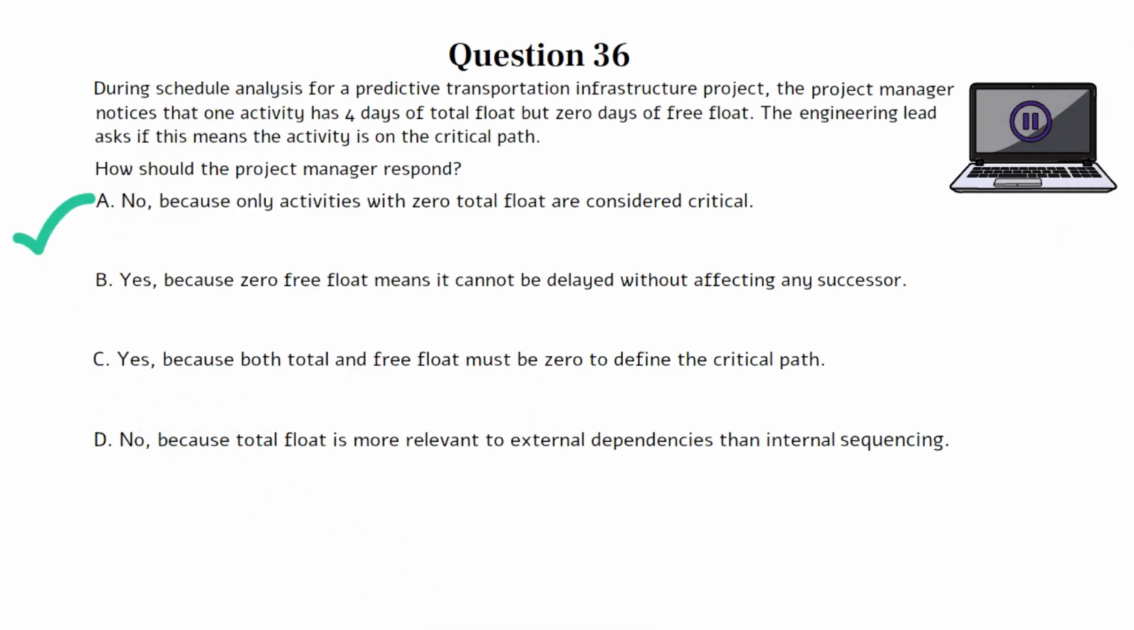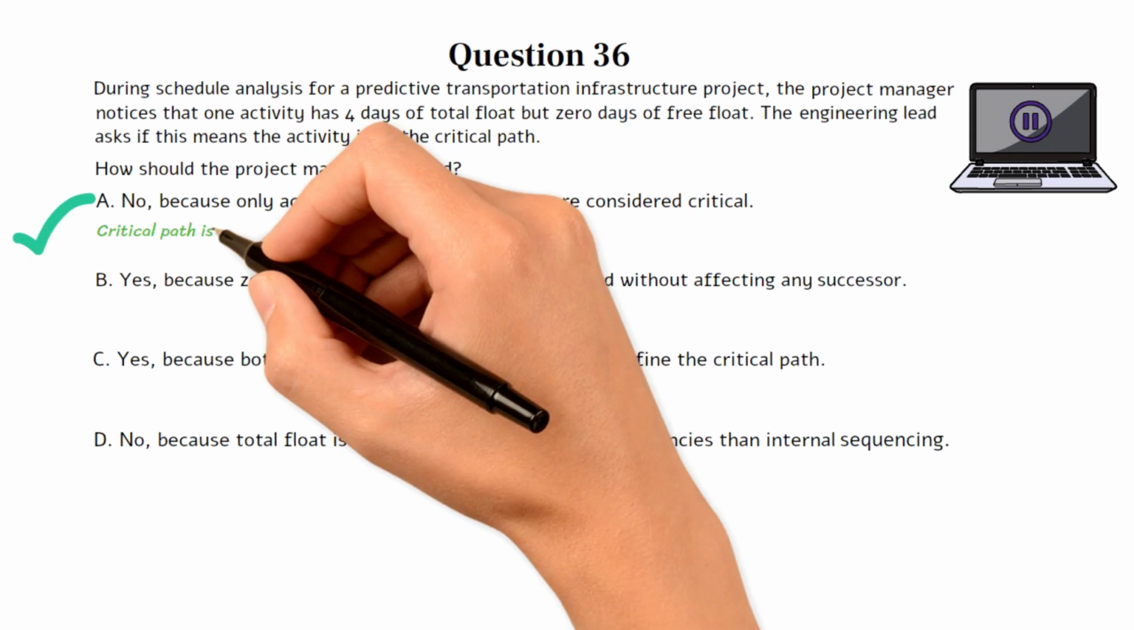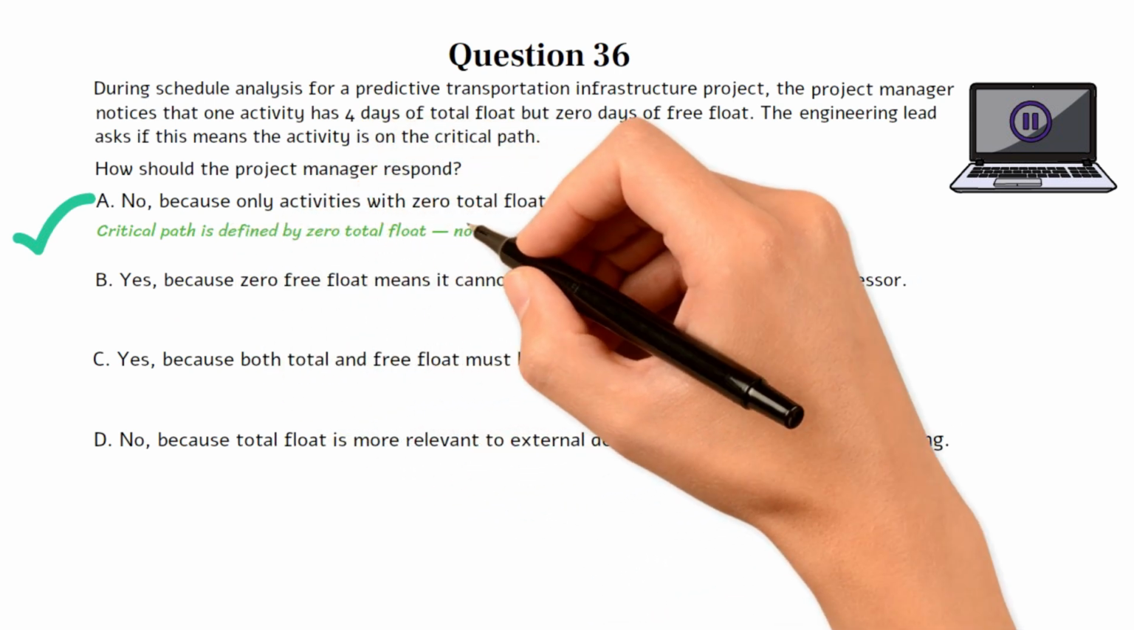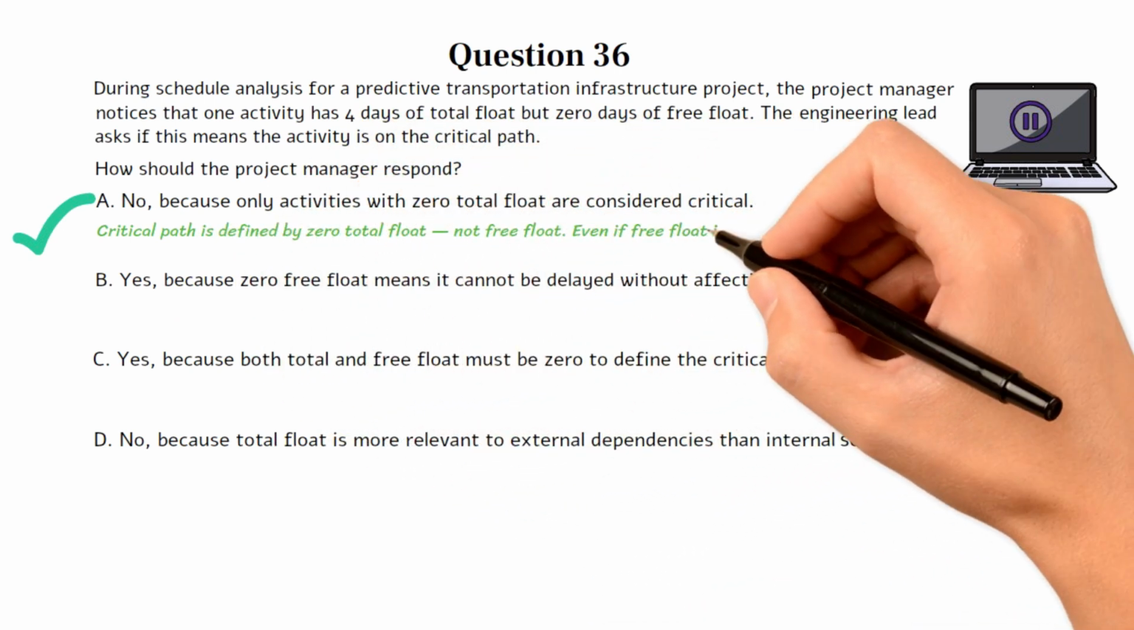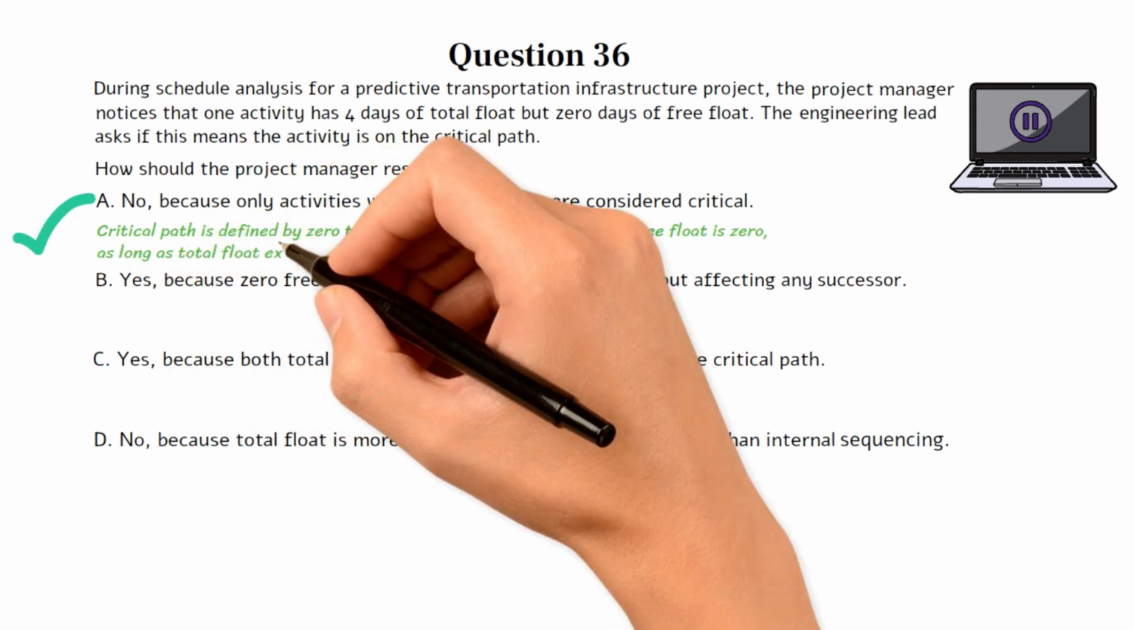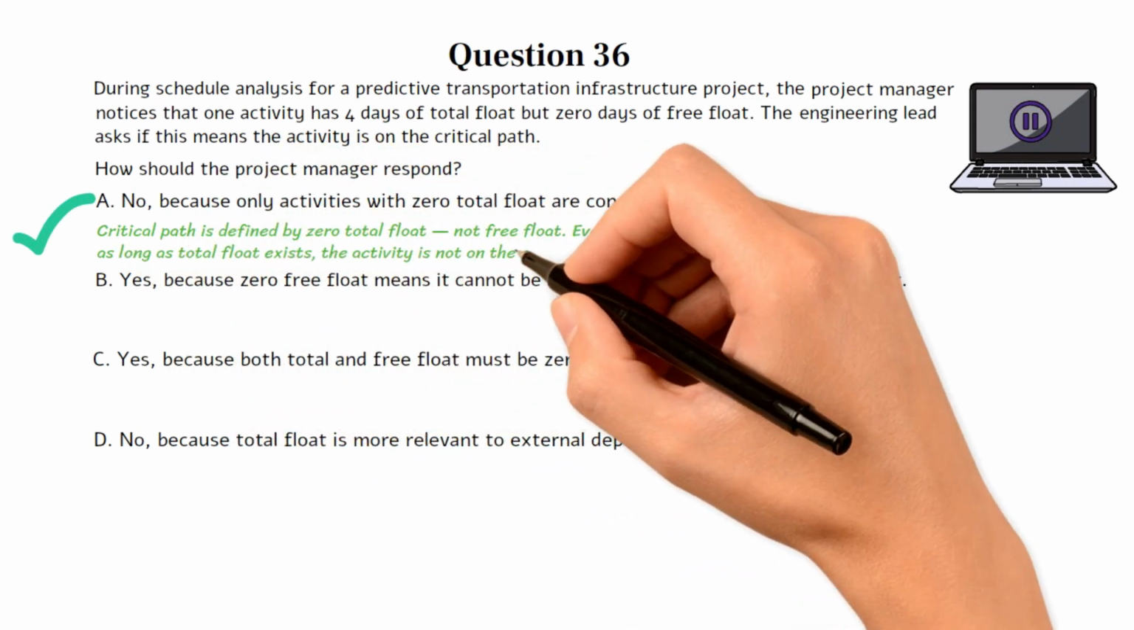This question tests your understanding of the differences between total float and free float, a key concept in schedule analysis. Total float refers to how long an activity can be delayed without delaying the overall project, while free float refers to how long it can be delayed without impacting the immediate successor. Choice A is the best option because critical path is defined by 0 total float, not free float. Even if free float is 0, as long as total float exists, the activity is not on the critical path.